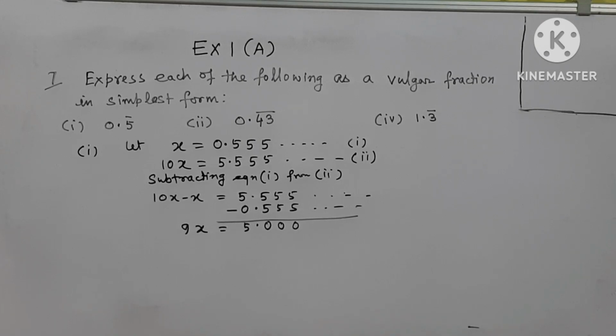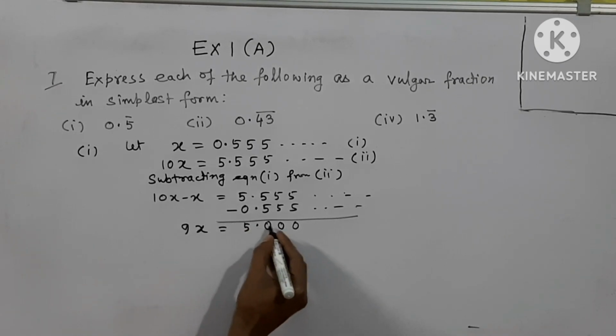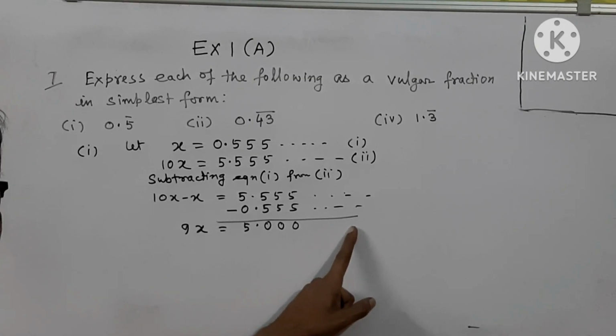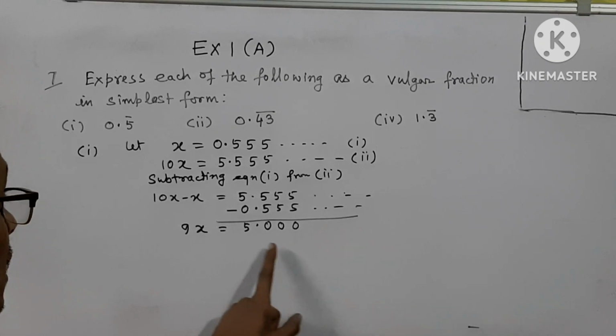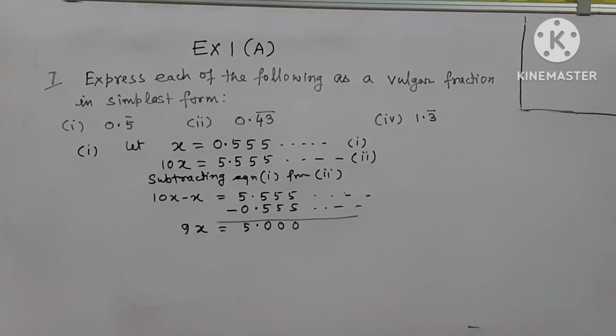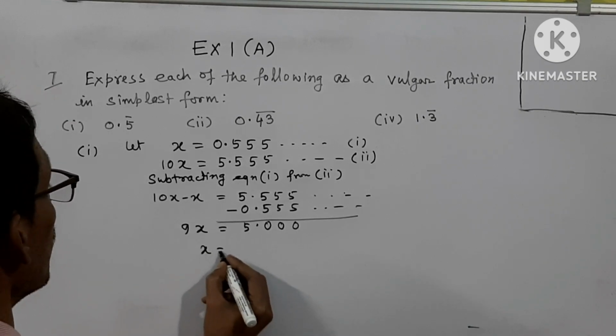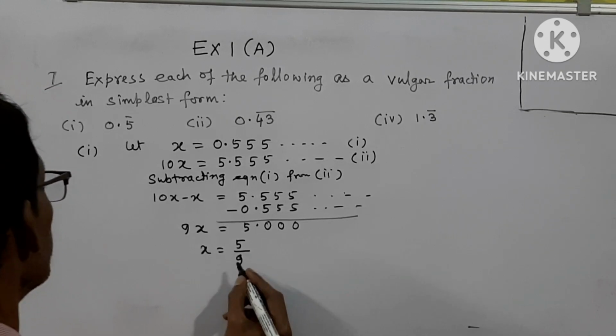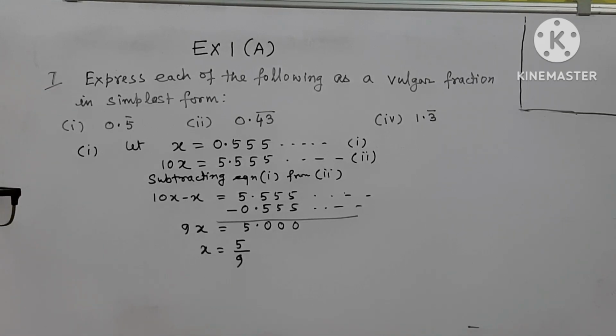5.00 means 5, because after the decimal, if there is 0 not followed by any other non-zero digit, then these zeros have no value. So x equal to 5 upon 9. And you can clearly see 5 by 9 is a vulgar fraction, and that too in simplest form.